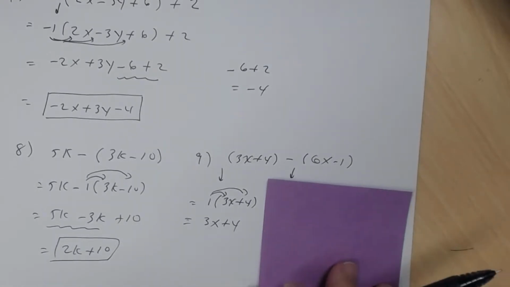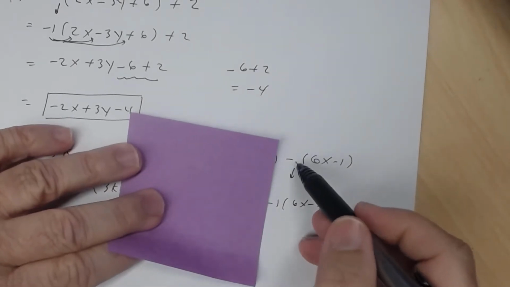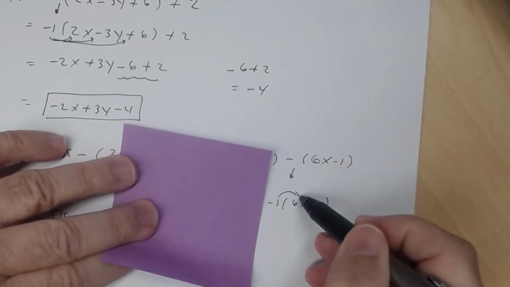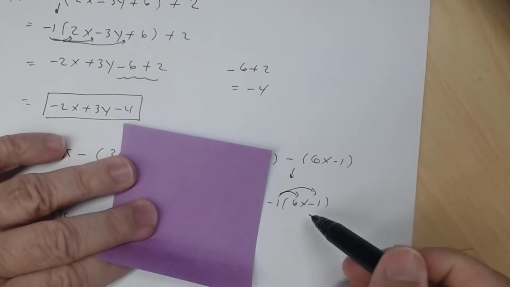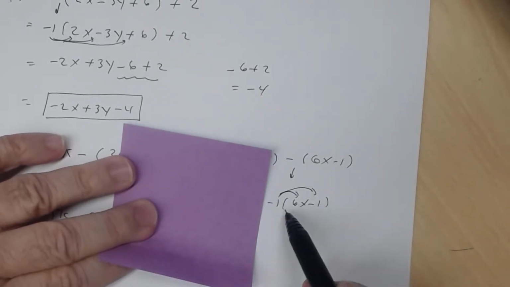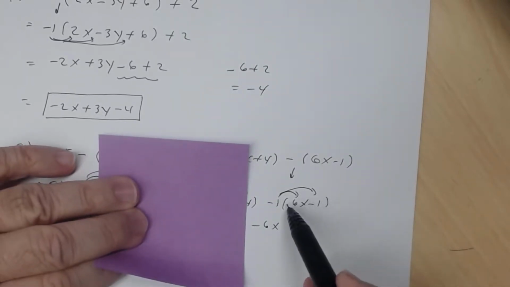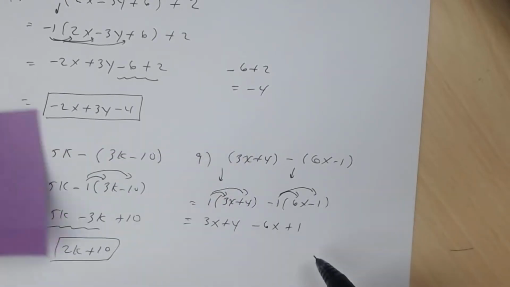Now you got to be careful though, you don't do the same thing here, because this is not a positive 1. That's going to be a negative 1. So you have to distribute. You have to actually make sure you distribute. Because it's not 6x minus 1 that you write. It's going to be negative 1 times 6x is a negative 6x, and then a negative 1 times a negative 1 is a positive 1. So that's what you write.